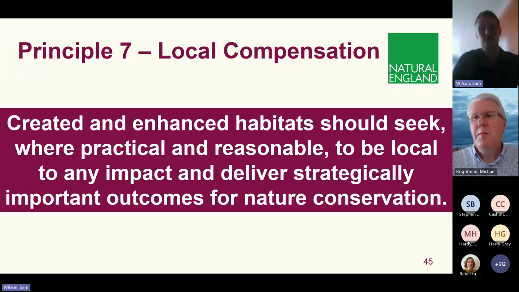Principle 7 relates to local compensation and is sort of on that hierarchy of where things are delivered. So where it can't be on site, you can go off site, but where you do go off site, then ideally any created or enhanced habitats should try and be as local to that site of impact as possible, and where they can deliver those strategically important outcomes.